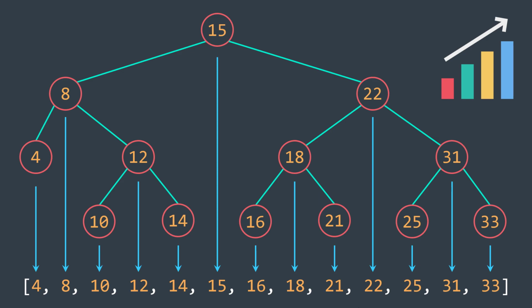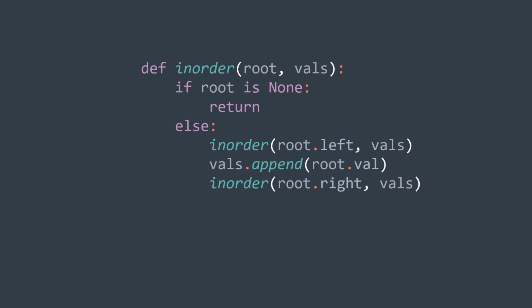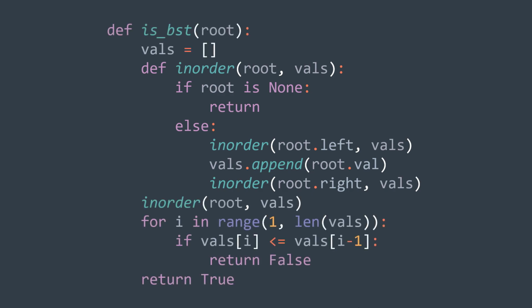An Inorder traversal is to traverse the left subtree, process the actual node by adding its value to the array in our case, then traverse the right subtree. Now in the isBST function, we create an array vals, we call the Inorder function to fill it, then we just traverse it to check if it's strictly increasing or not. If we find a value that is smaller than or equal to the previous one, we return false.